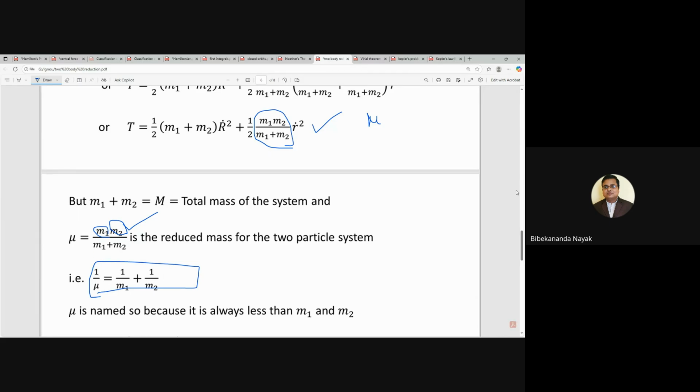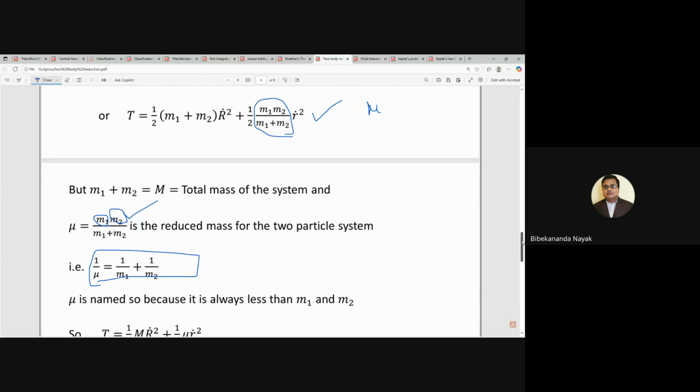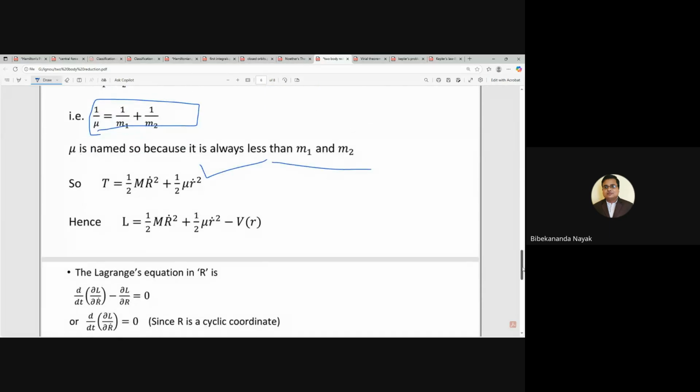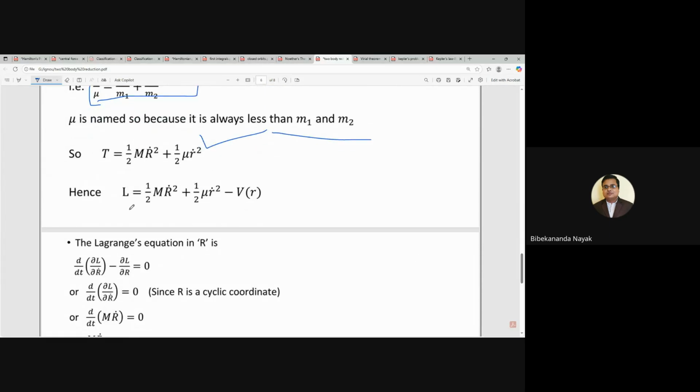If you take the LCM and calculate, we find mu is like this. So mu is named as reduced mass because it is less than both m1 and m2. Putting this value of mu here, we get the kinetic energy T equal to half M R dot square plus half mu r dot square. So the Lagrangian looks like this.